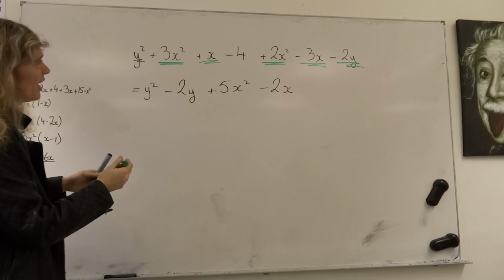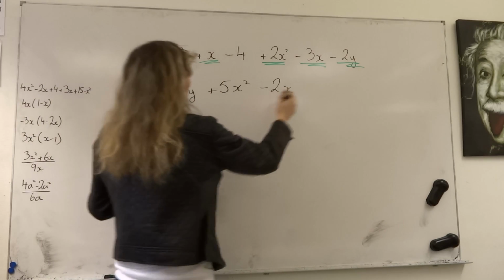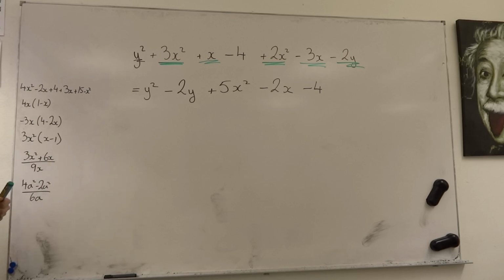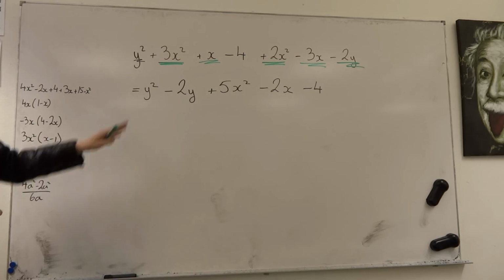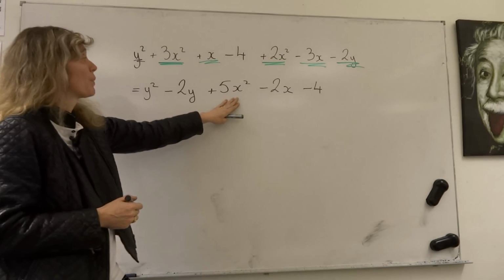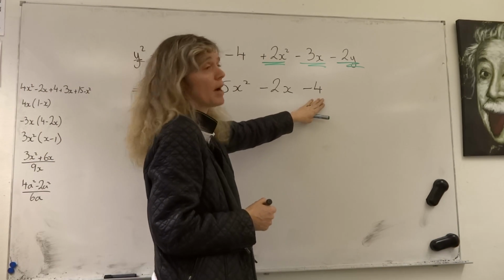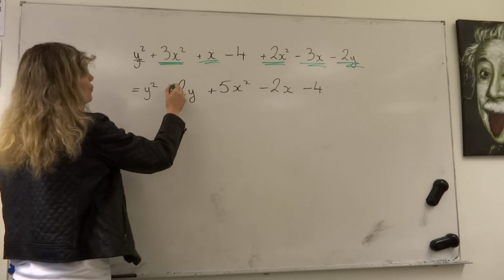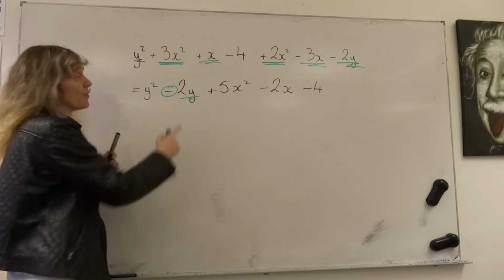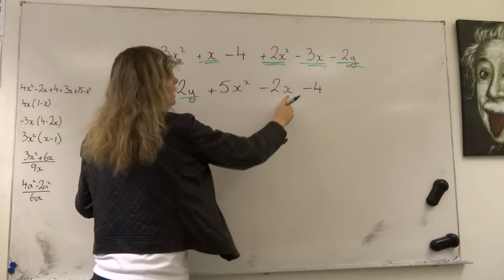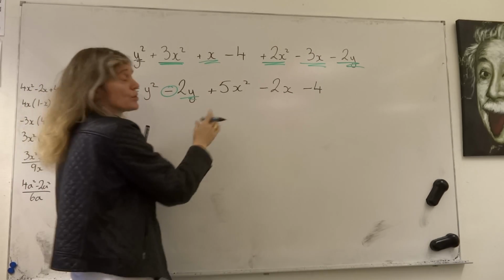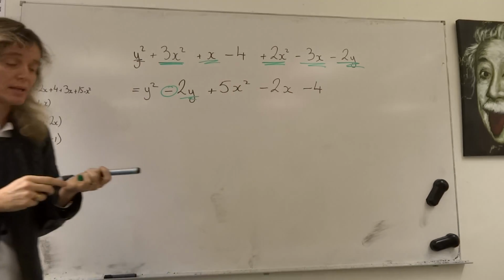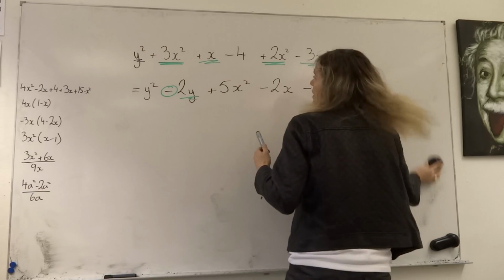Then the only other one we have left is minus 4. So we get quite a long answer as well, but we have managed to simplify it. So we have y squared minus 2y plus 5x squared minus 2x minus 4. It doesn't matter which order these are in. What matters is that you've got the right sign in front of the right letter and the right number. So somewhere in your string it has to have minus 2y. Somewhere in your string it has to have plus 5x squared. And somewhere in your string it has to have minus 2x. Okay, that's that one. Let's take the next one.